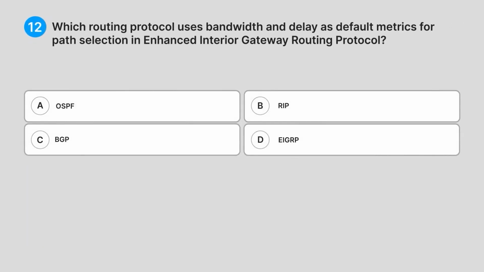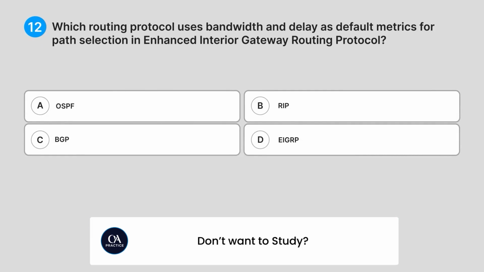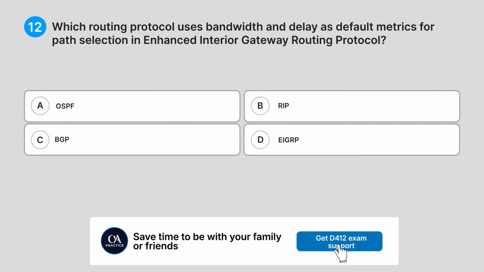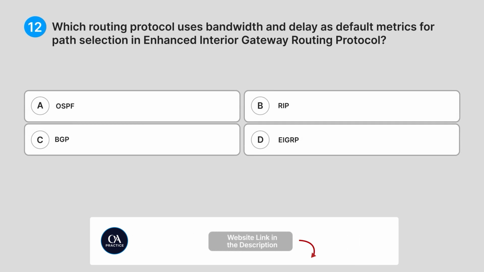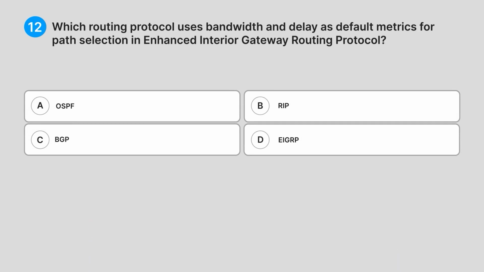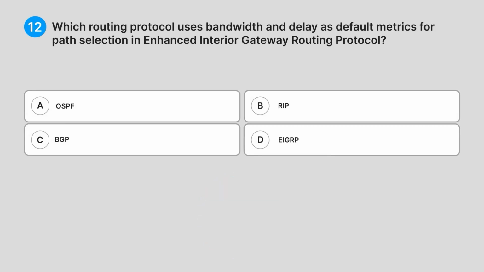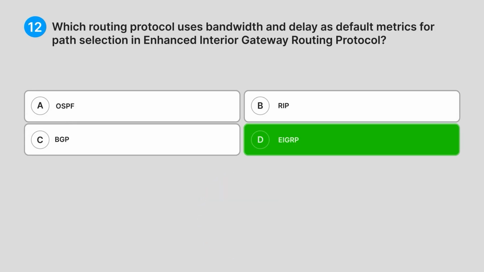12. Which routing protocol uses bandwidth and delay as default metrics for path selection in Enhanced Interior Gateway Routing Protocol? A. OSPF, B. RIP, C. BGP, D. IGRP. What do you think is the answer? Correct answer, D. IGRP.